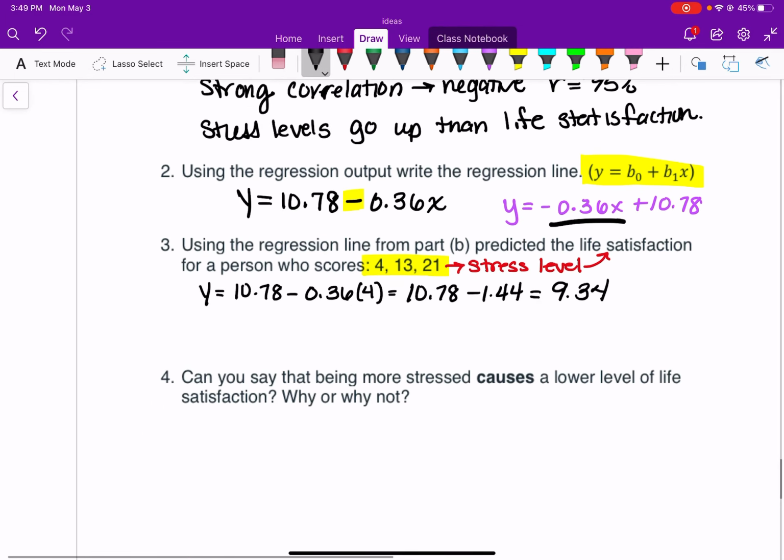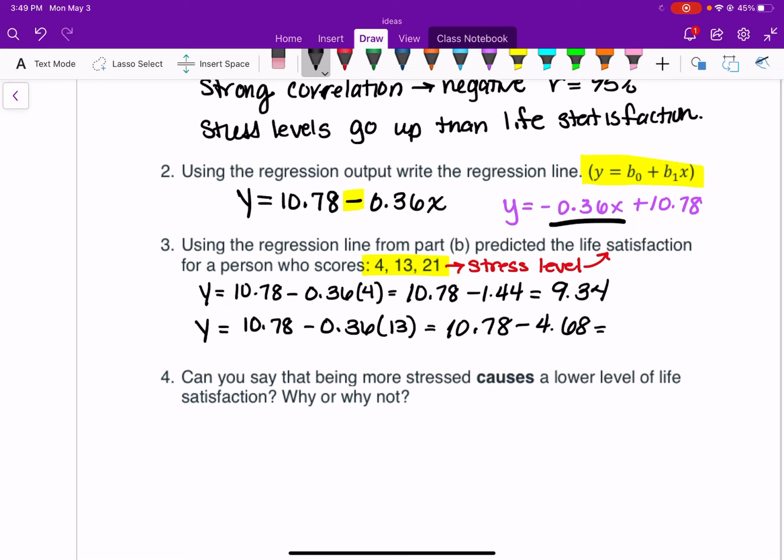All right, so let's do the next one. The next one we're going to put in 13. So we're going to do 10.78 minus 0.36 times 13. Oops, I messed that up, 0.36 times 13. I added an extra 0 I didn't need. This is going to be 10.78 minus 4.68. So when we do that, 10.78 minus 4.68, we end up getting 6.1.